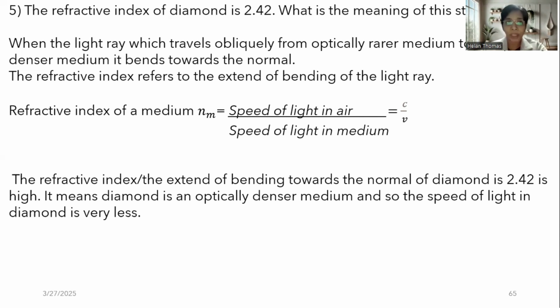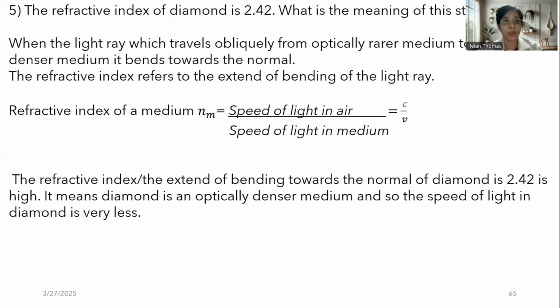So you already told the refractive index of a medium is the speed of the light in the medium with respect to the speed of light in air. So speed of light in air could be compared to C. So when you write an equation, you will have to define the terms, where Nm is the refractive index of the medium, C is the speed of light in air, and speed of light in medium is V. You will have to define the terms on your right hand side.